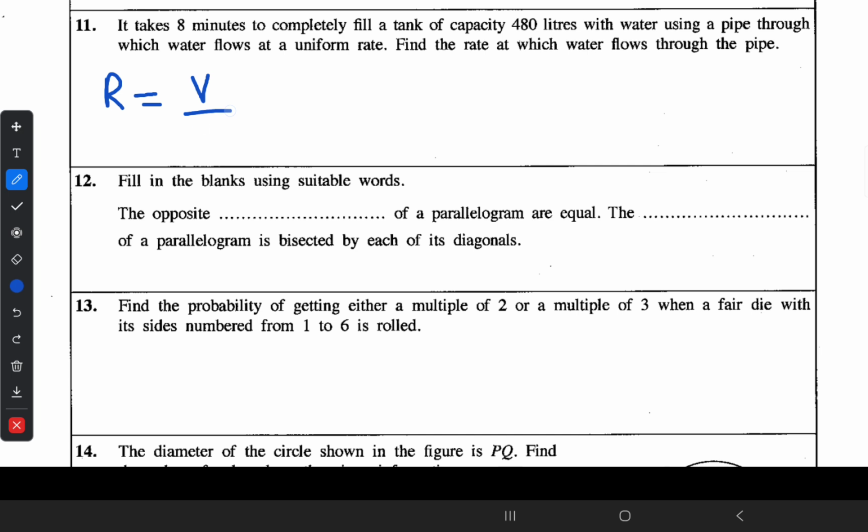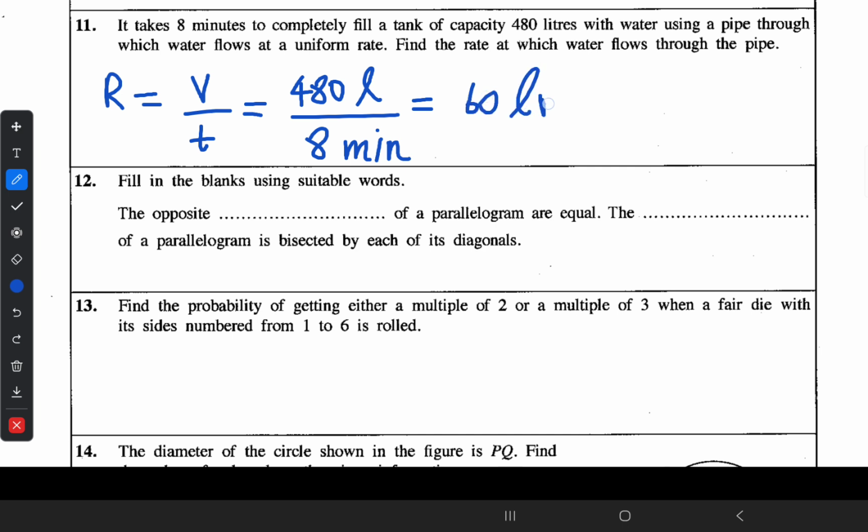So to find the rate, volume should be divided by time. So the total capacity of the tank was 480 liters. It should be divided by time, 8 minutes. Not only M, you should write MIN. M means meters, so minute means MIN. 480 divided by 8, it's 60 liters per minute. 60 liters per minute, that is the unit of your rate.